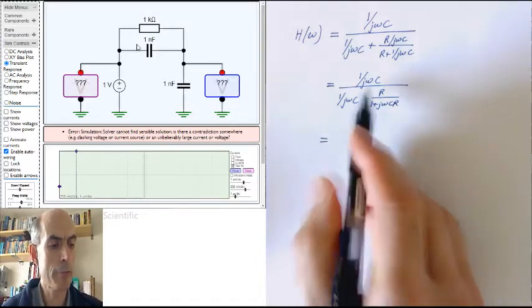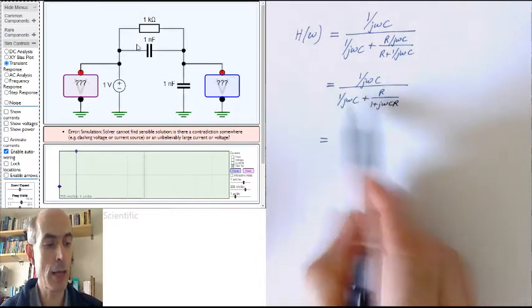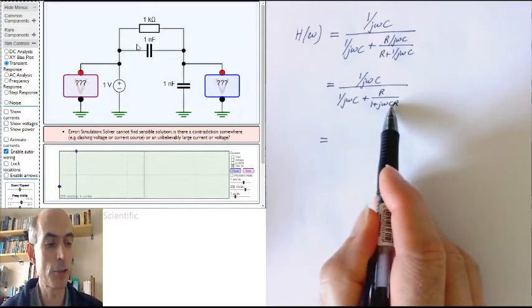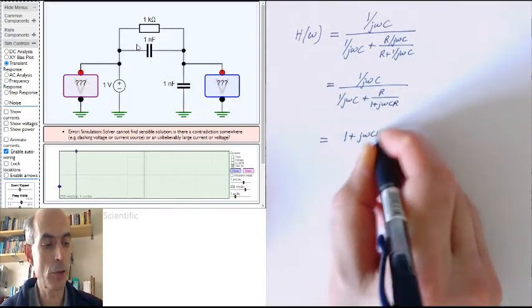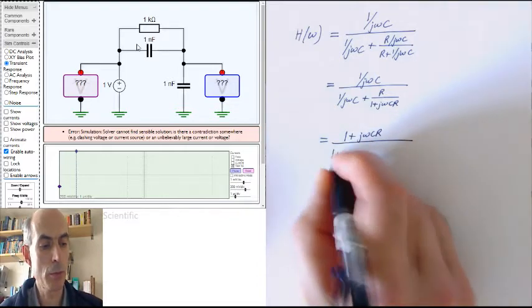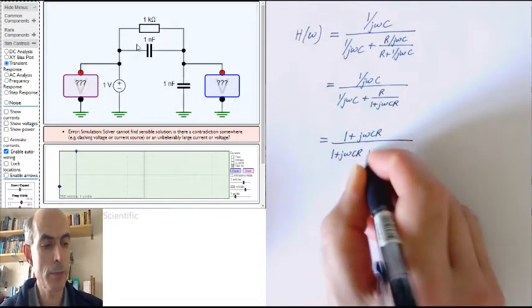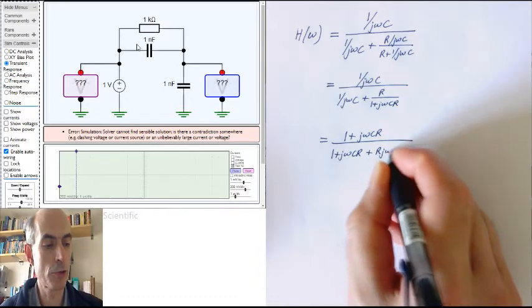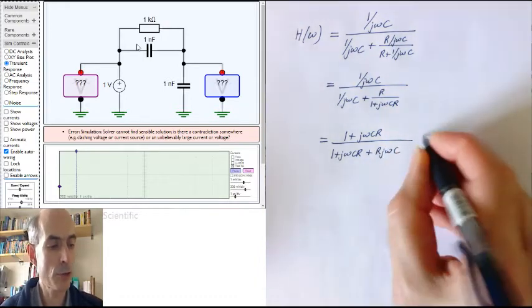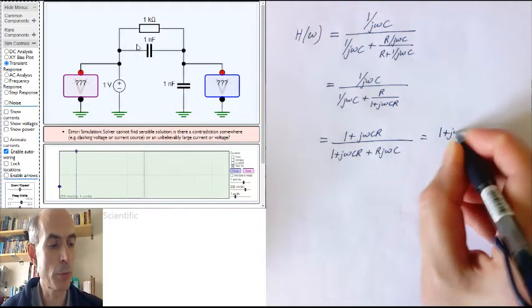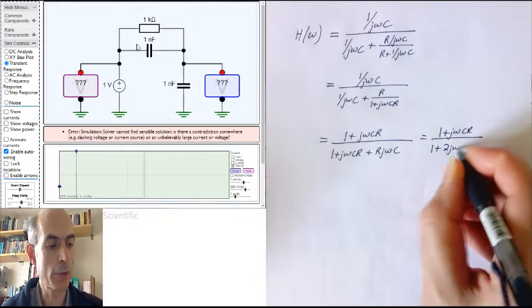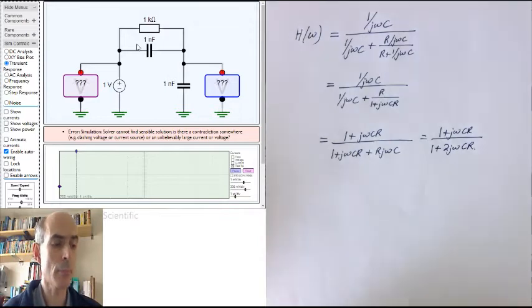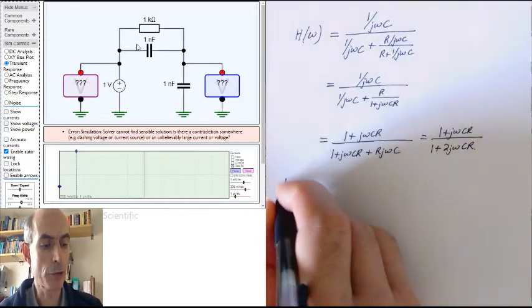Then multiply every term by both j omega C and 1 plus j omega CR, and we'd get 1 plus j omega CR on the top, 1 plus j omega CR here, and R j omega C here. So that's just equal to 1 plus j omega CR over 1 plus 2 j omega CR. Well, we could then work out the initial value.